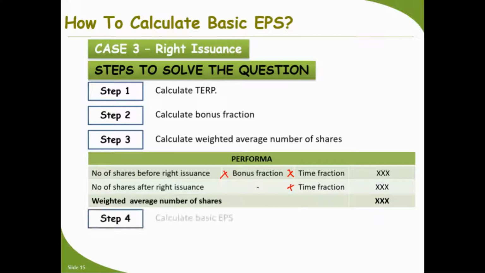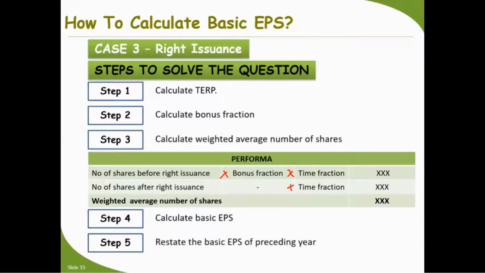Then in step 4, calculate basic EPS, and in step 5, restate the basic EPS of the preceding year. How? Basic EPS of preceding year times inverse bonus fraction, which I have talked about earlier, which is TERP divided by cum-rights price. So these are the 5 steps to calculate the basic EPS for the current year and for the preceding year when we have right issuance.